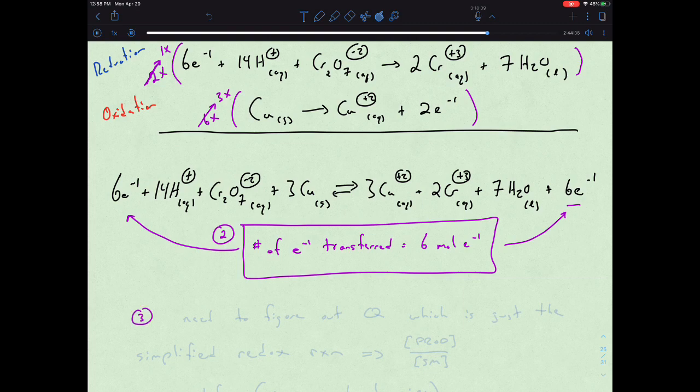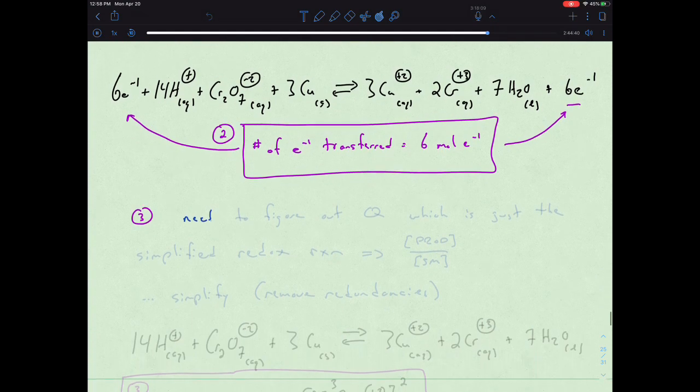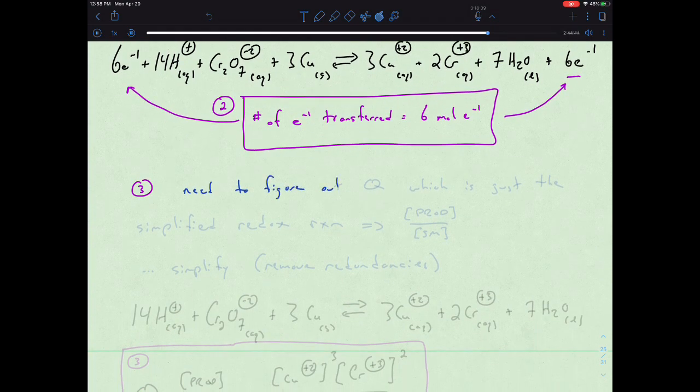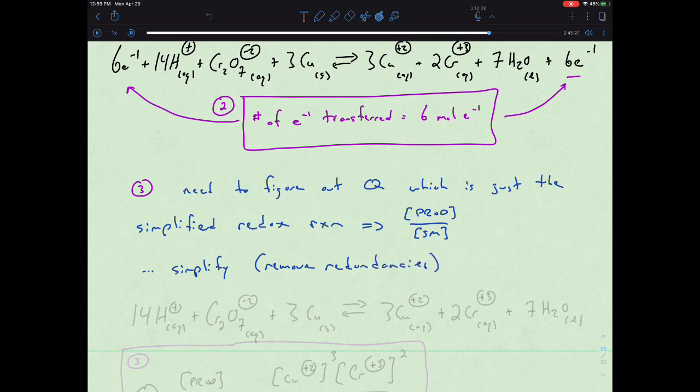For step 3, we need to figure out Q, which is basically the simplified redox reaction to allow us to get to this sense of products over starting materials. So if we then remove the redundancies or simplify, right? We're getting rid of basically the electrons. Those are crossing out.